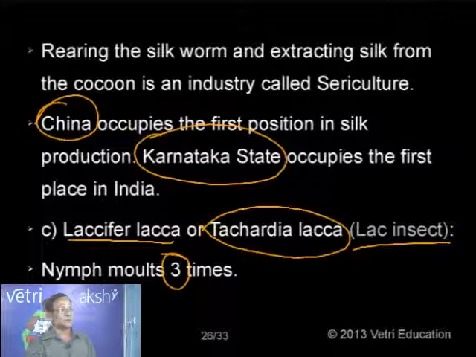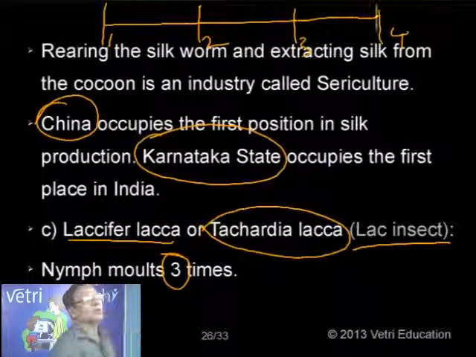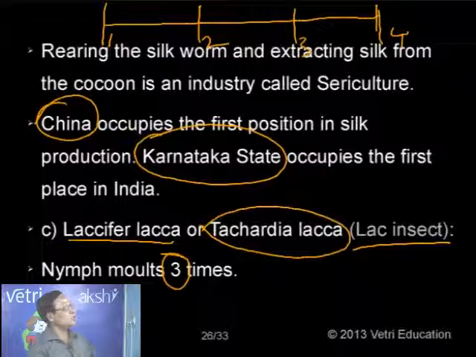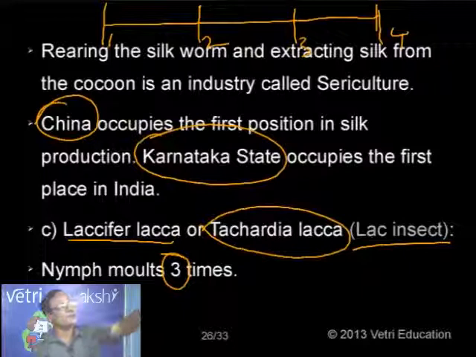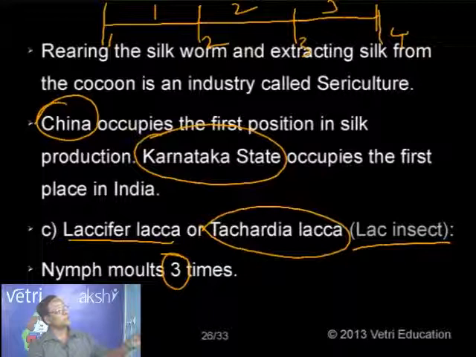I mentioned already what an instar is: the time interval between two successive molts. Suppose, for example, this is the first molt, this is the second molt, this is the third molt, and this is the fourth molt. Between two molts, there is an interval period, and that interval period between two successive molts is called an instar. If there are four molts, the number of instars is 1, 2 and 3. In the case of the silk moth, there are 4 molts, so the number of instars is only 3.